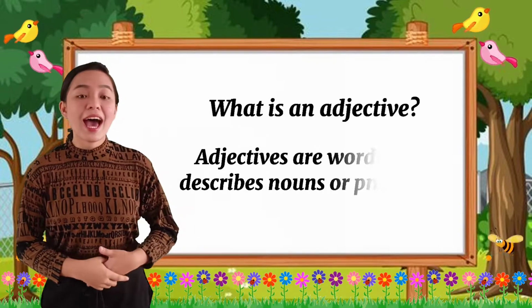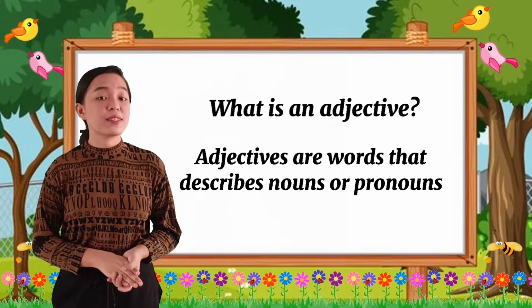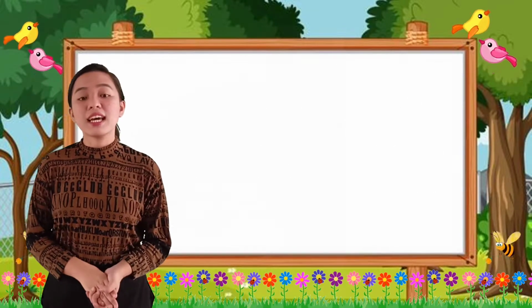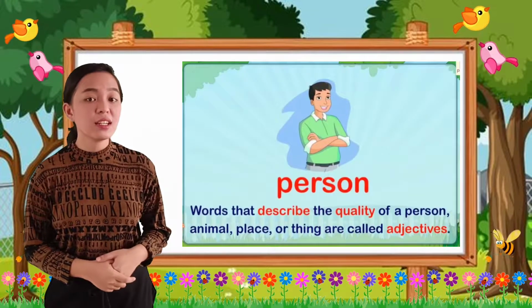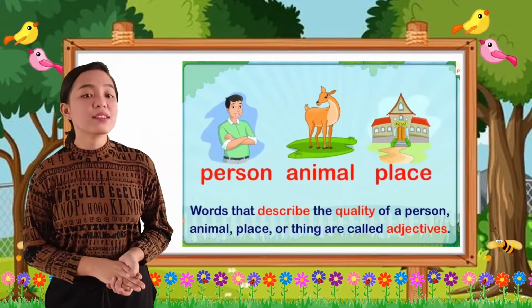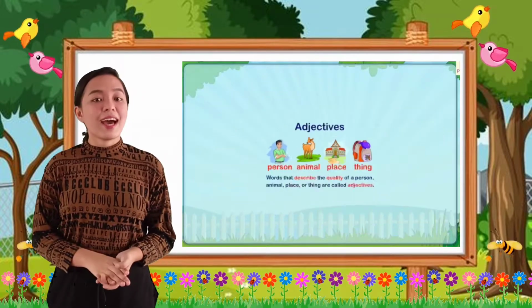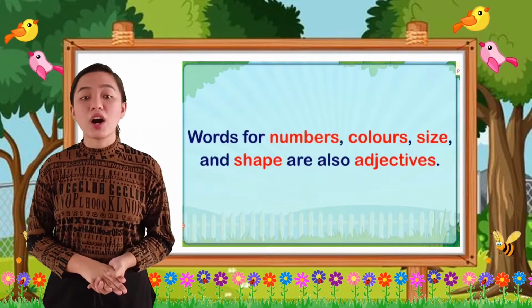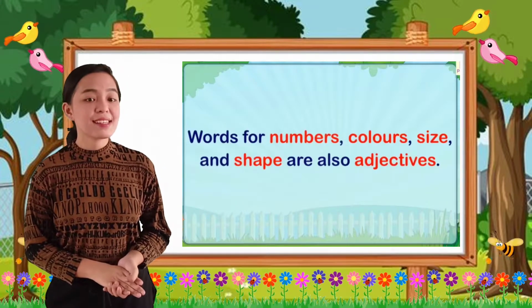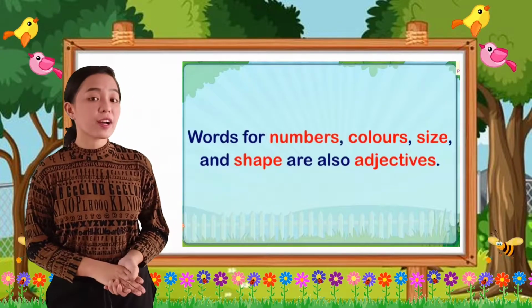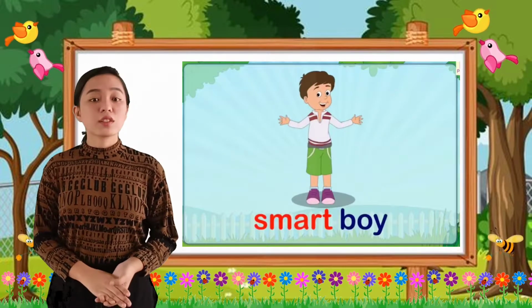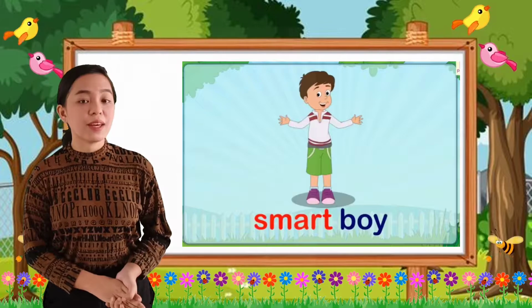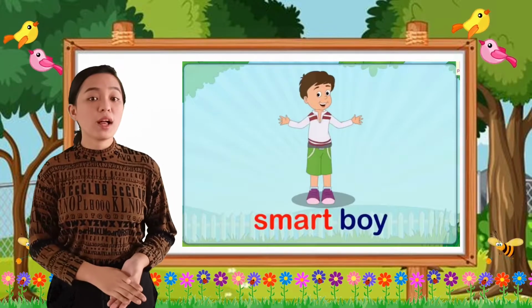Okay, very good. Adjectives are words that describe nouns or pronouns. In other words, adjectives describe the quality of a person, place, animal, or thing. Adjectives also tell about the color, size, shape, and numbers. For example, smart boy. The word smart is the adjective, and it describes the quality of the boy.